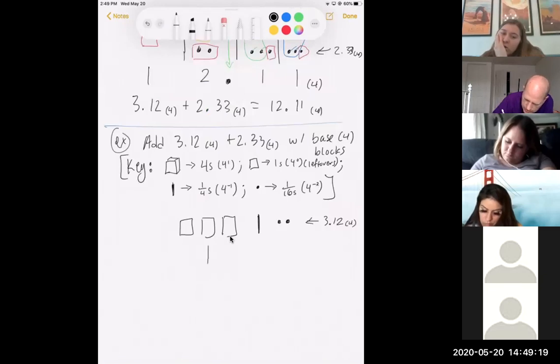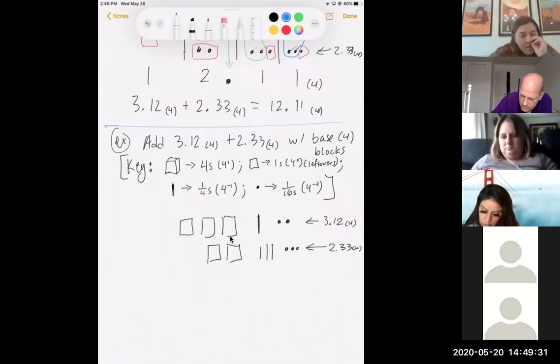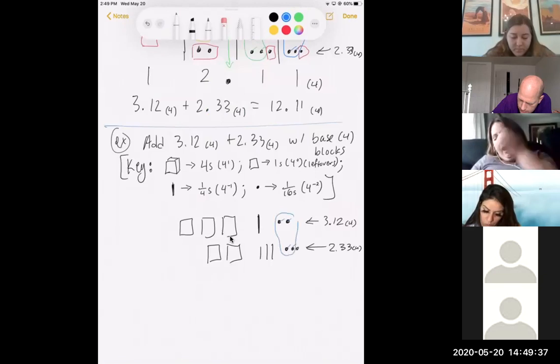Then we need 2.33. So we need 2 flats, 3 rods, 3 dots. This one right here is the 2.33 base 4. Okay, and then combining is the same as above. Every time we see 4, we combine together and we exchange those for the next model up. Okay, so counting out 4 rods, they make a flat. Counting out 4 flats, they make a big cube.